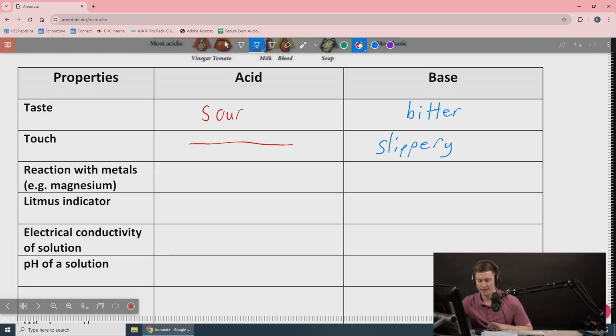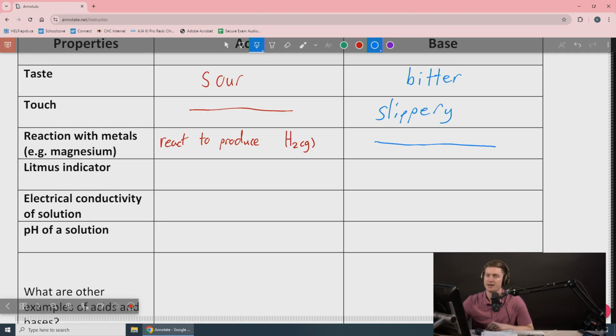Acids are going to react with metals to produce hydrogen gas. I'm going to say react to produce hydrogen gas. Hydrogen is a diatomic element, so I'm just going to put H2 and then the little g to show that it's in the gas state. Bases don't have a specific reaction with metals, so I'm just going to draw a line through this box.